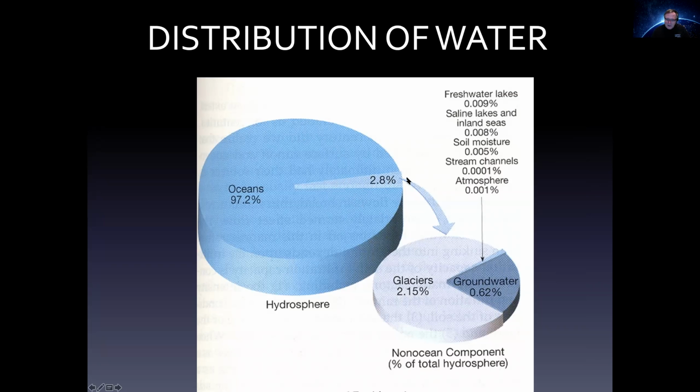All the remaining, barely 3%, is in the other parts of the world, not in the oceans, such as almost all of it in glaciers and ice caps, another 0.5% in groundwater. And look at the tiny amount that's in freshwater lakes, 0.009%, 0.008% in inland seas, soil moisture, 0.005%, stream channels, 1/100%, and the atmosphere, 1/1000%. Okay, so tremendous amount of water, and yet almost all of it's in the ocean. If it weren't for the evaporation of water off the ocean to the land, none of this would ever exist either. It would all stay in the ocean.